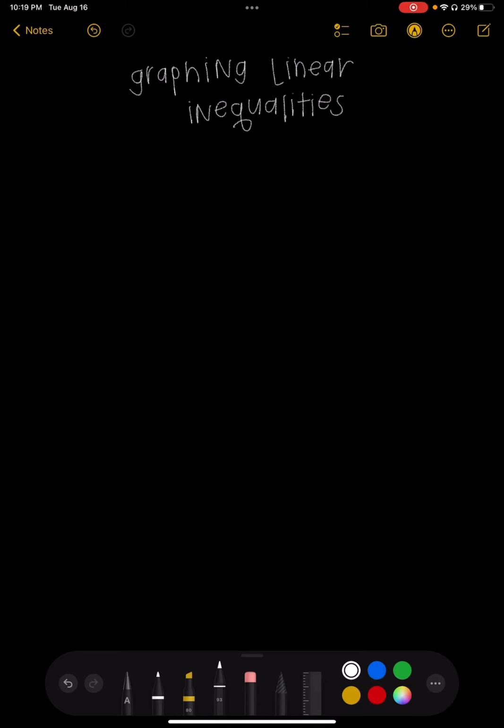Hi everyone. So now we're going to talk about how to graph linear inequalities. Linear inequalities are just equations or inequalities that have an x and a y, but instead of having an equal sign, they have a greater than, less than, greater than or equal to, or less than or equal to sign. So we graph them very similarly to how we graph linear equations. The only difference is that we have a couple of extra rules. Let's go over some of those extra rules really fast, then we'll go through some examples.